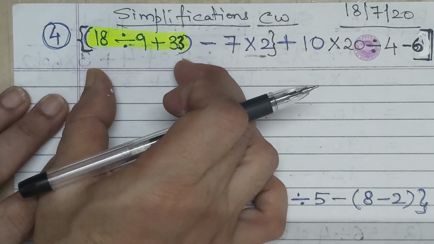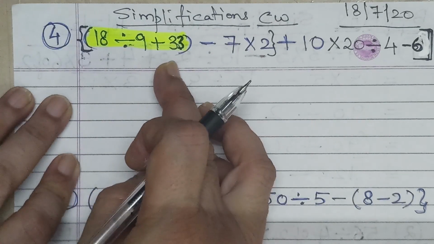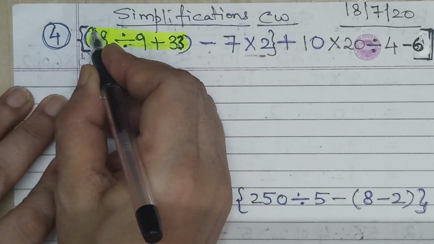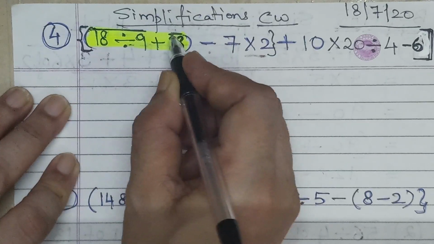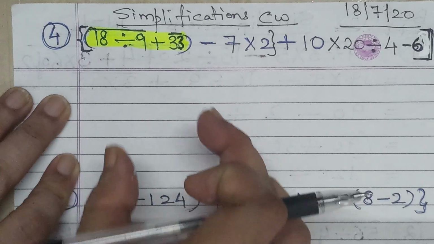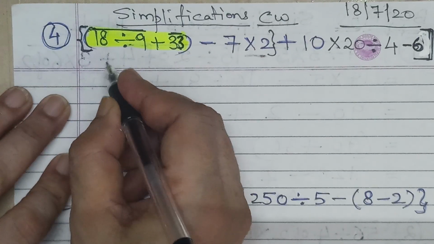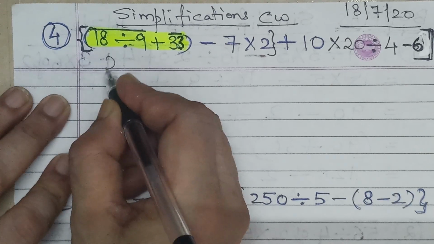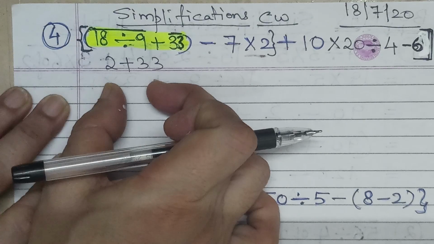which we did in first class. So how did you solve these questions? First you have to identify how many terms are there in this question. This itself is a small question. So there are two terms. The answer for the first term is 2 plus 33. So we got the answer for this.